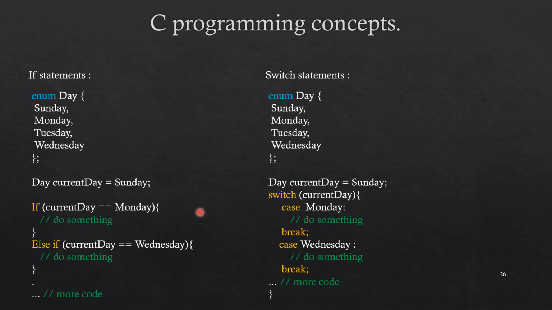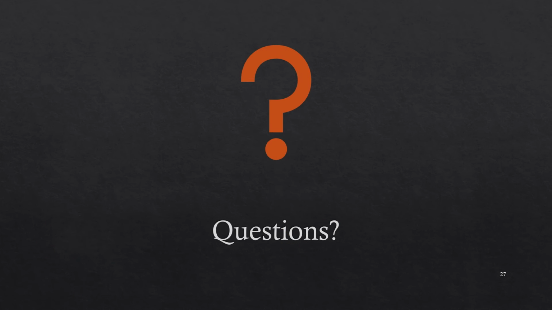So here in this example, on the left side you see the normal if statement, and on the right hand side you see the switch statement, and we're adding the variable that we are checking in between two parentheses, and we say case Monday, which means if the current day equals Monday, which is more readable and much more useful when you are making an advanced program. Is there any question?